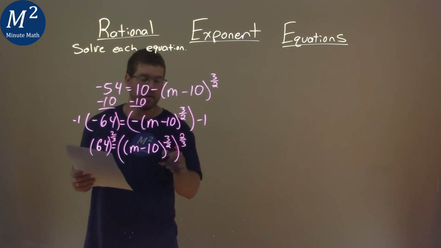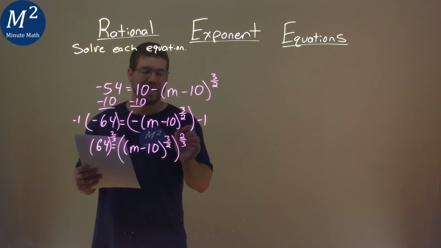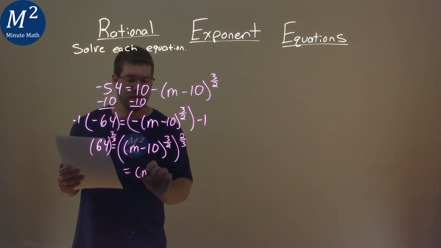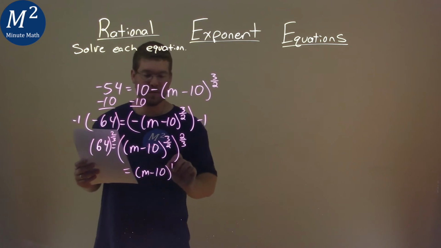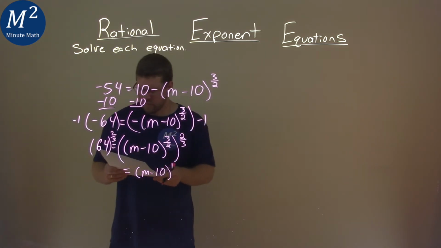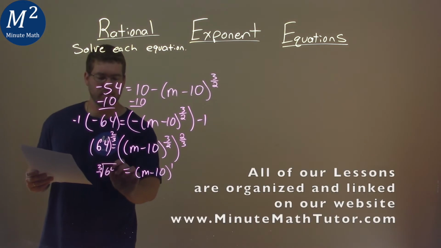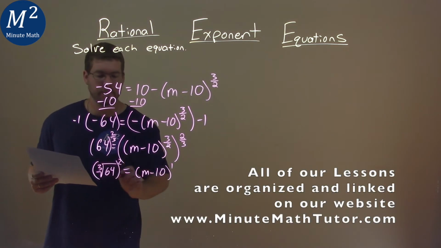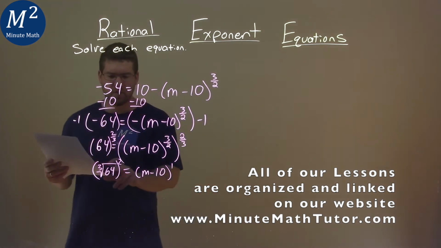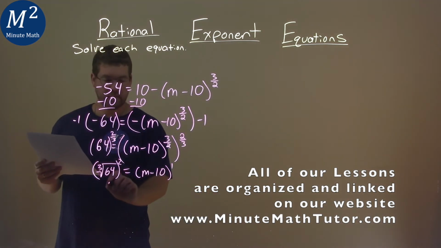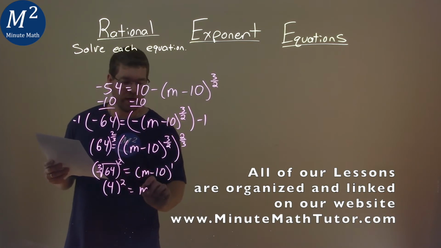By doing that, we have 3/2 raised to the 2/3 power. We multiply the exponents there. So we have m minus 10, and 3/2 times 2/3 is just 1. Now 64 to the 2/3 power is the same thing as the third root of 64, all squared. So let's continue to solve this. What's the third root of 64? That's going to be 4 here, and we have to square that, and that's equal to our m minus 10.